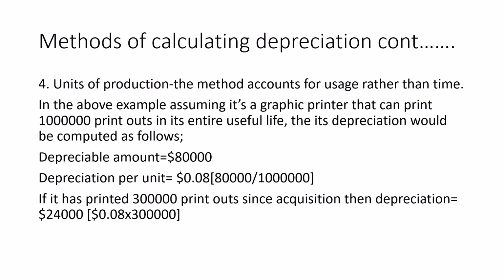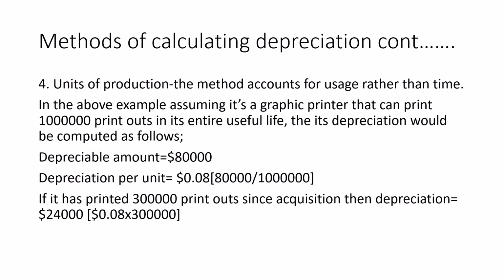So the depreciable amount is still the same. It is $80,000 minus the salvage value, which is 0, where we get the depreciable amount is $80,000. So the depreciation per unit will be equal to $80,000 divided by the number of units that it can produce in its entire useful life, which is 1 million. And we are going to get the depreciation per unit will be equal to $0.08.